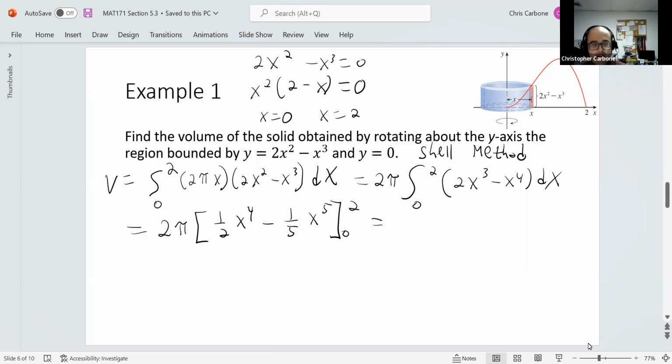If you put 0 into this, you get 0 back anyway. But if you put 2 in, you get 2 pi times (8 minus 32 fifths). As a fraction, this makes 16 fifths pi.